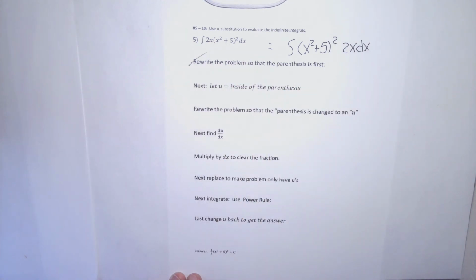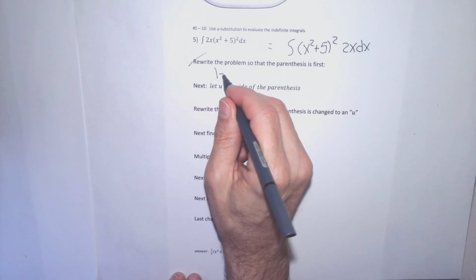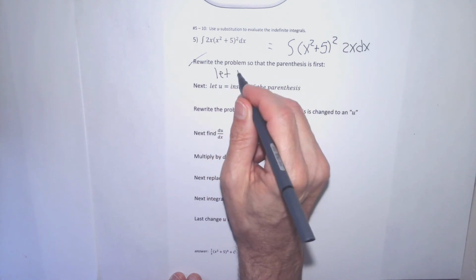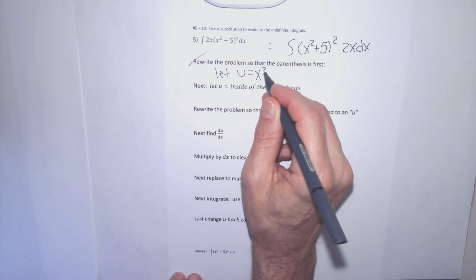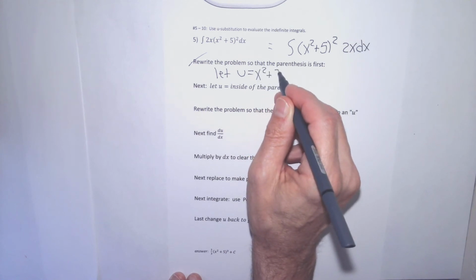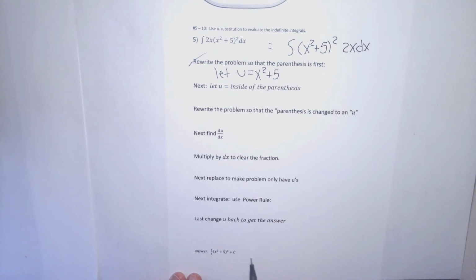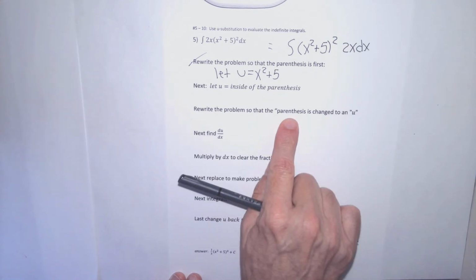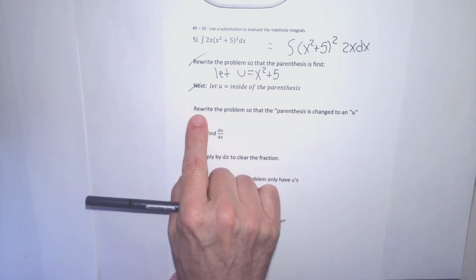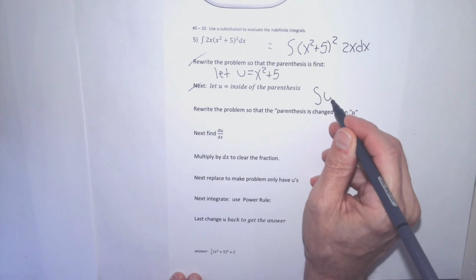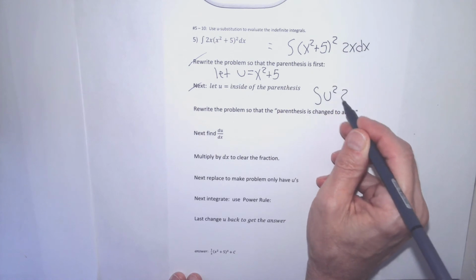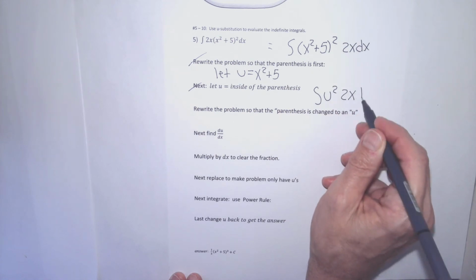Done with that. Then, I always in a parentheses with an exponent problem, let u be the inside of the parentheses with the exponent, without the parentheses, without that exponent outside the parentheses. So u is going to be that x squared plus 5, done with that step. Now I rewrite the problem so the parentheses is changed to a u. So this is going to be u squared times 2x dx.